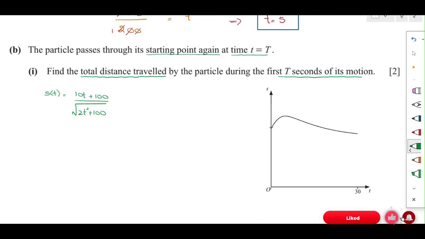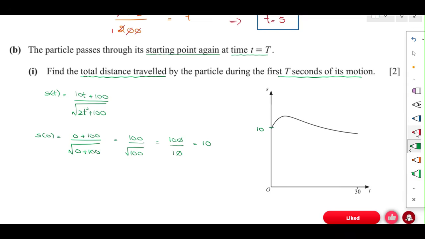Okay. So when t equals 0, what is the displacement? So displacement at t equals 0. So this is (0 + 100) divided by the root of (0 + 100). So here we have 100, and the square root of 100 is 10. 100 divided by 10, 0 is cancelled with 0, so this is 10. So here the displacement is 10, right?